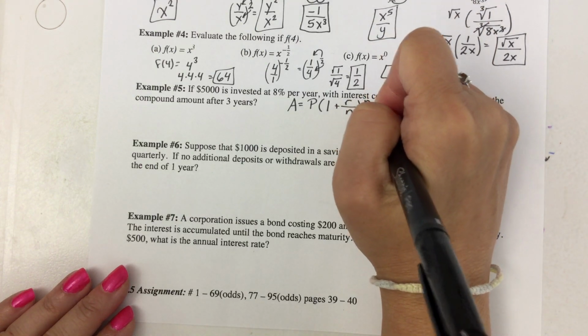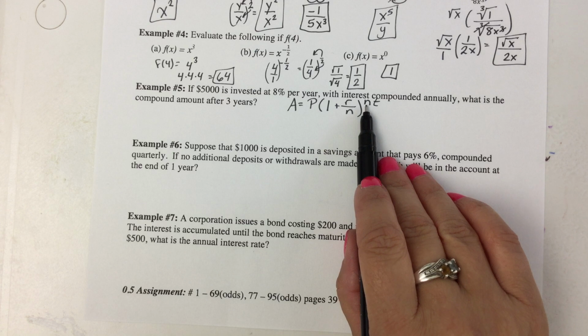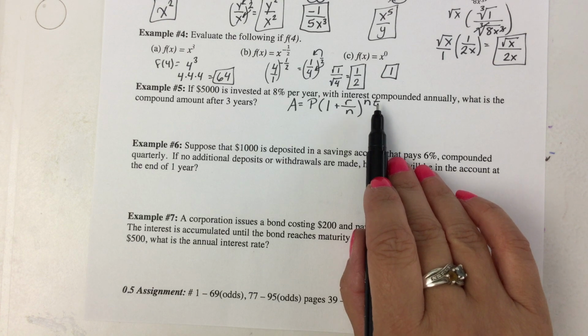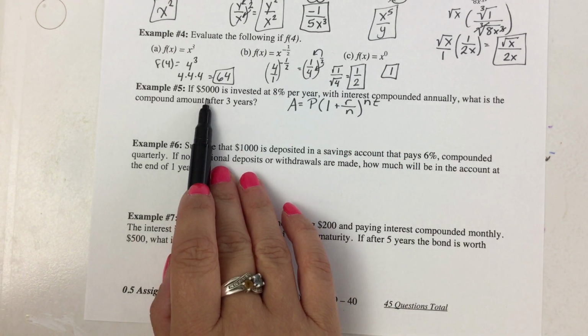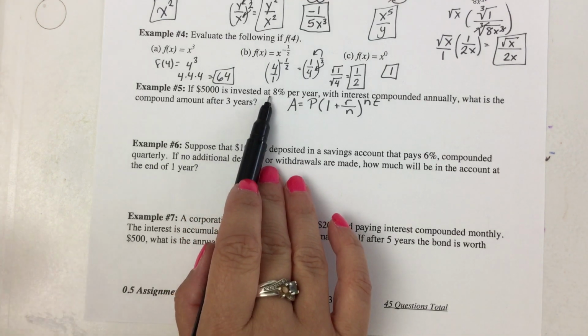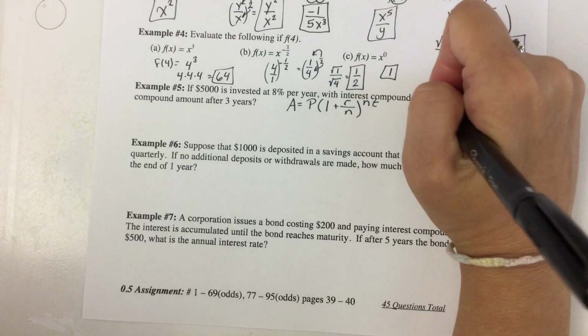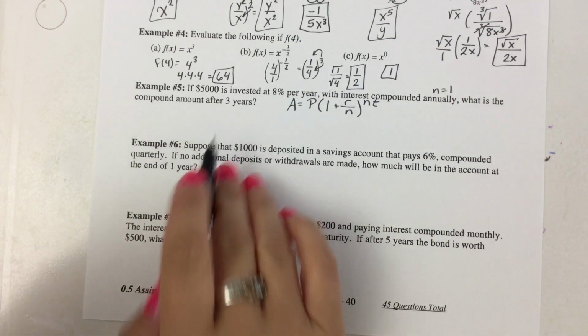And then it's N times T. So the number of times you are compounding times your amount of time that the money is being invested or held in the bank, and T is always in years. So let's go ahead and do this. If $5,000 is invested at 8% per year and it's compounded annually means N equals 1. What is the amount after 3 years?